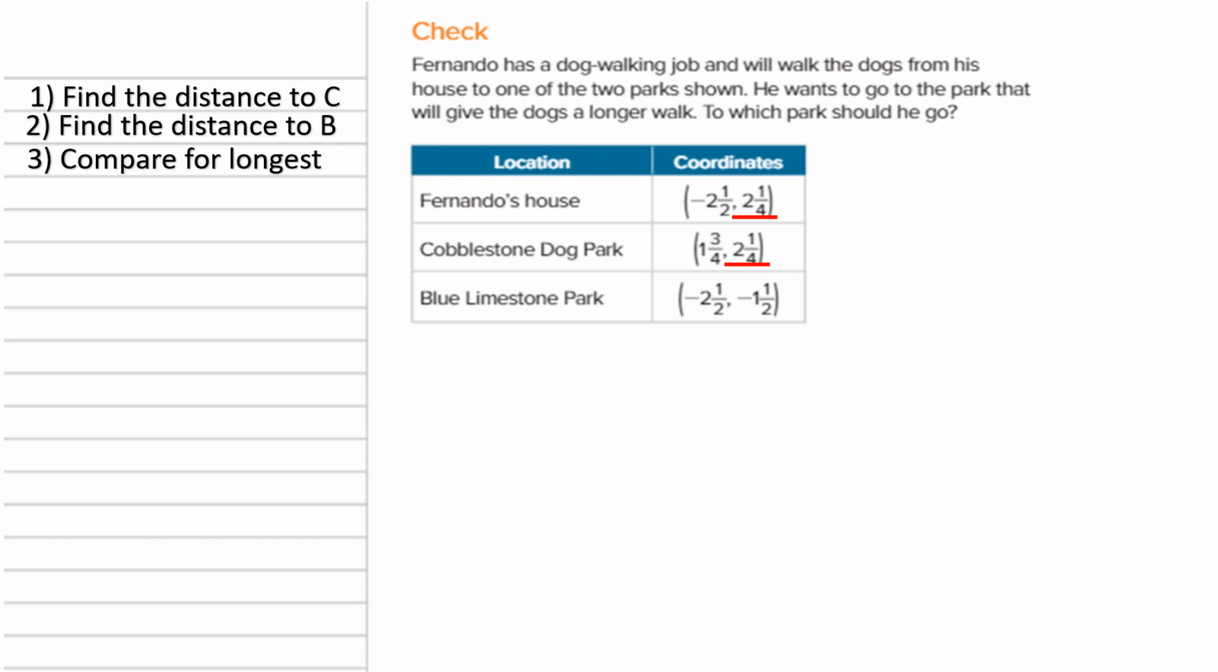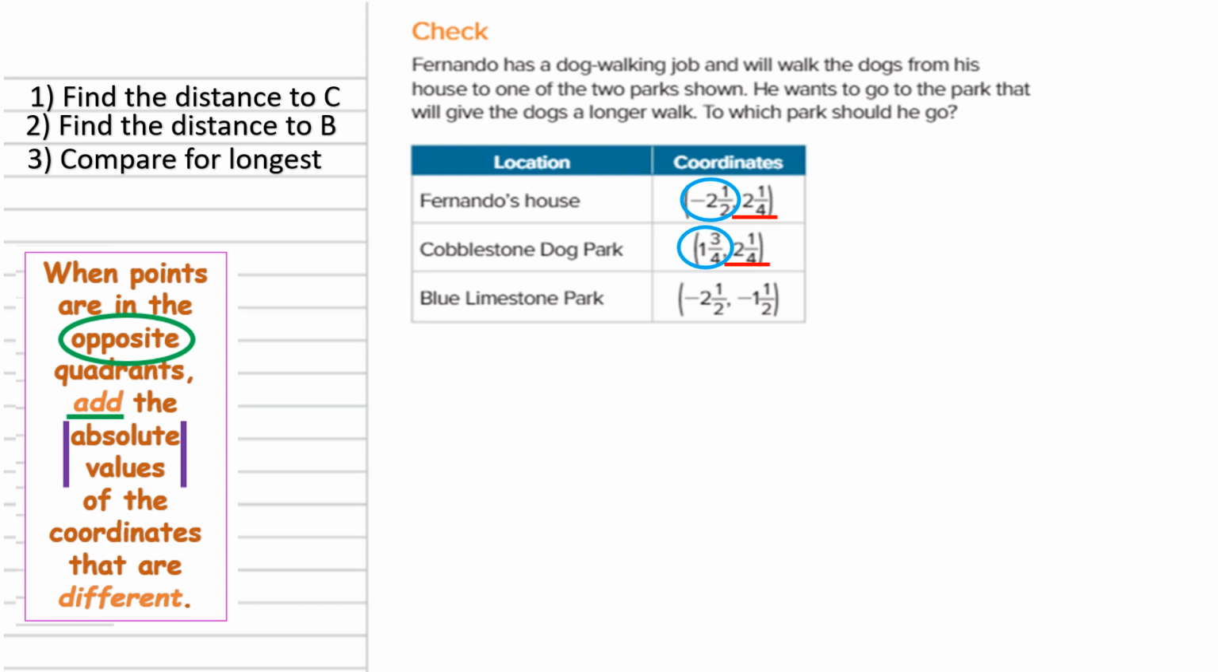I see between Fernando's house and Cobblestone Dog Park that I have the same y-axis. Therefore, I need to keep it and ignore it, and I do my math with my x-axis. Now my x's, I have one positive and one negative. Those are opposites. Therefore, I know since they're opposites, I'm going to have to add their distances together. When I look at their absolute values, then I have negative 2 1/2. I have 1 3/4. All right, so I've got you started. I want you to finish it and see what you come up with, and then check your answers with me.